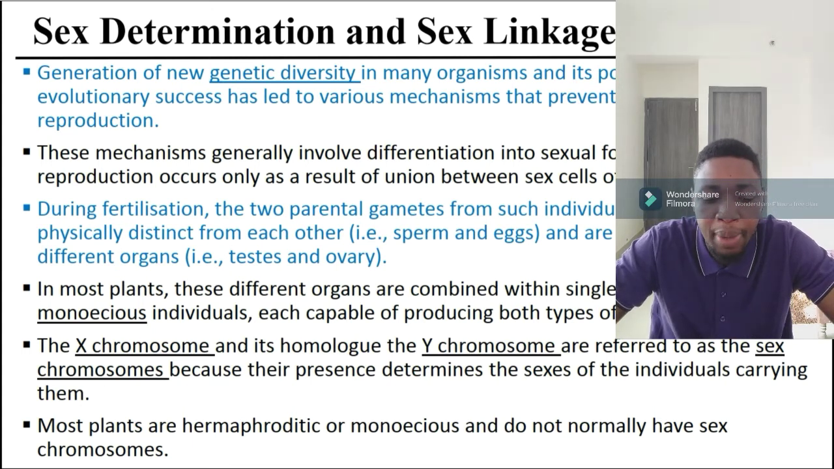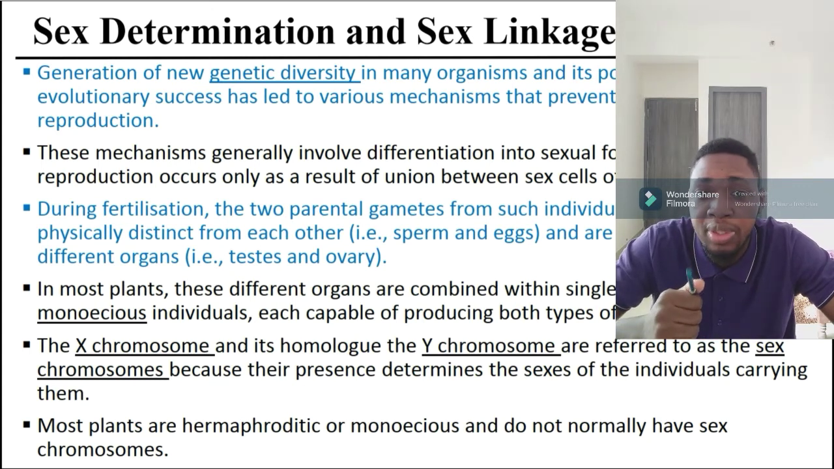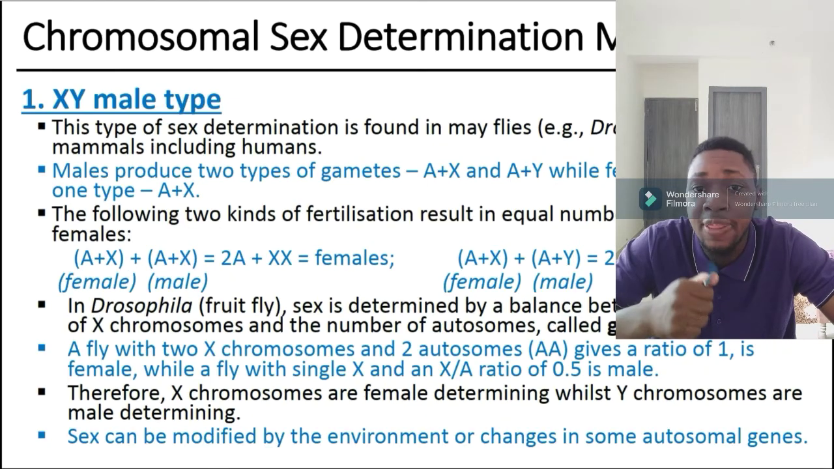Most plants are hermaphroditic or monoecious and do not normally have sex chromosomes, meaning plants don't have sex chromosomes. As I said, plants have both the male sex cells and the female sex cells. Thus, they are said to be hermaphroditic.